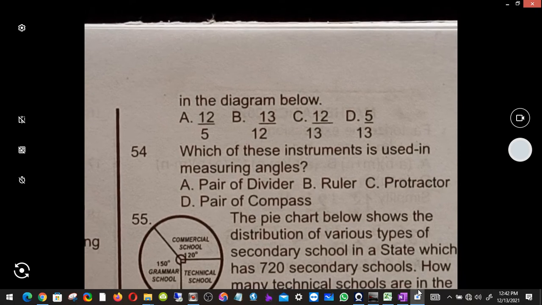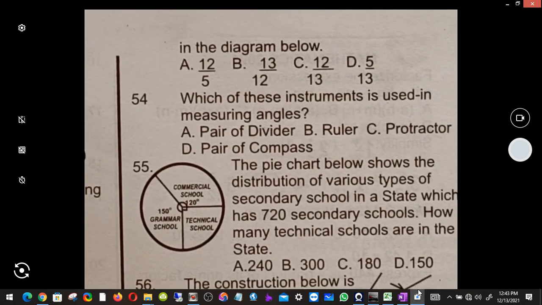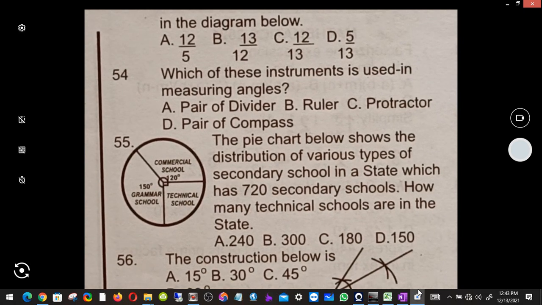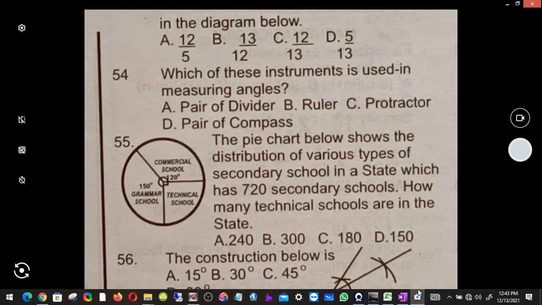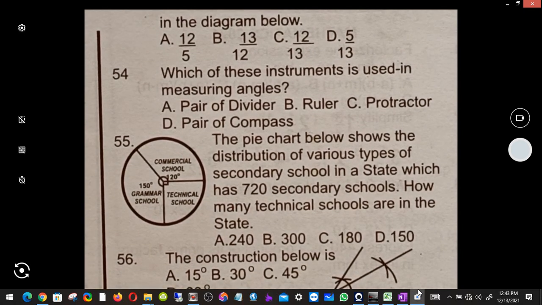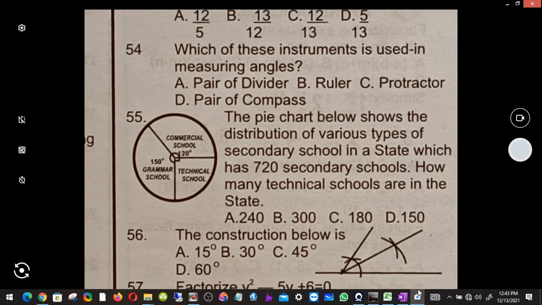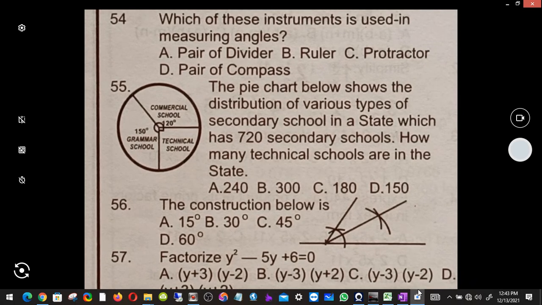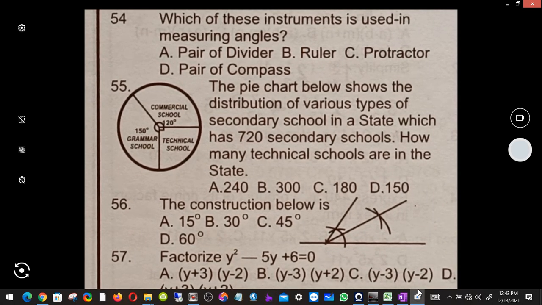Next, 54. Which of these instruments is used in measuring angles? Protractor, option C, used for measuring angles. Yes, number 55. The pie chart below shows the distribution of various types of secondary schools in this state, which has 720 secondary schools. How many technical schools are in the state?